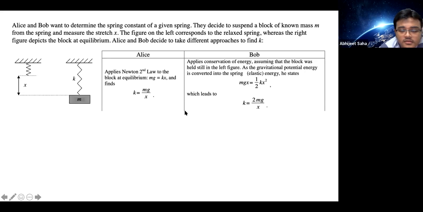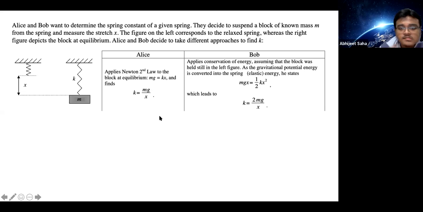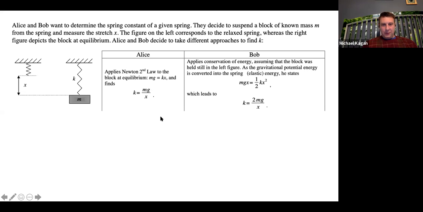I think it's Bob, but I don't know. I mean, Bob is correct. So if you think that Bob is correct, you need to find the flaw in Alice's argument, and vice versa. Or maybe they're both wrong.